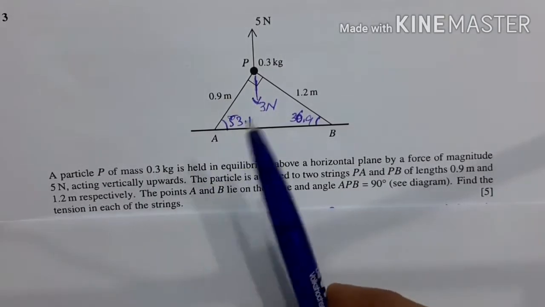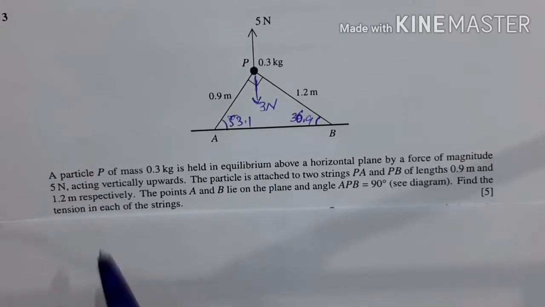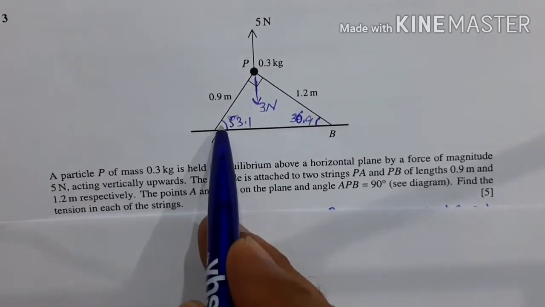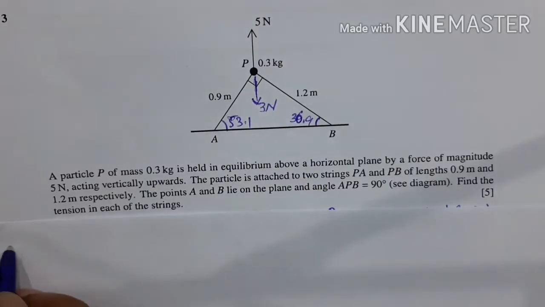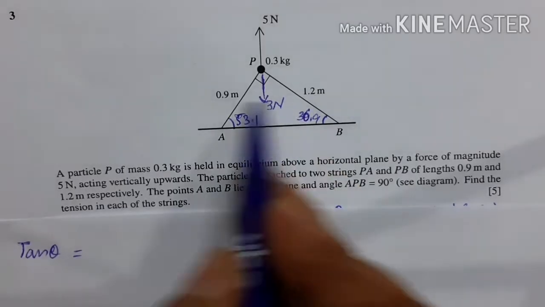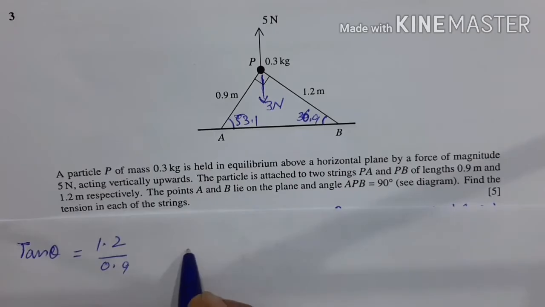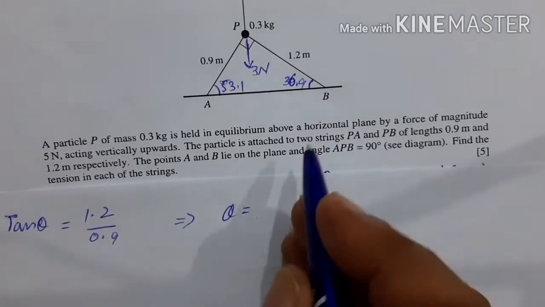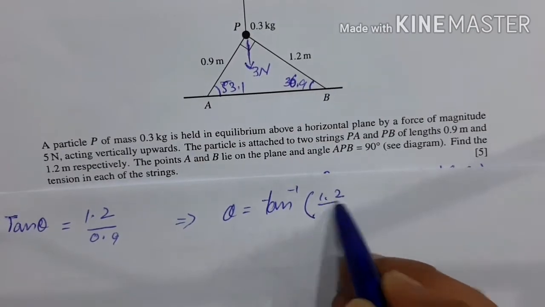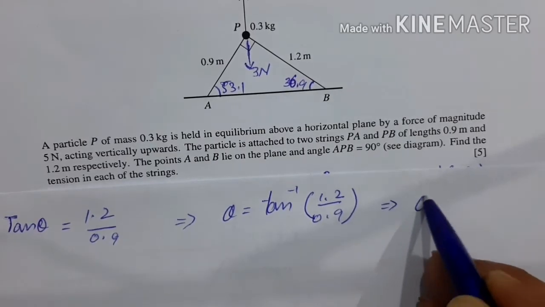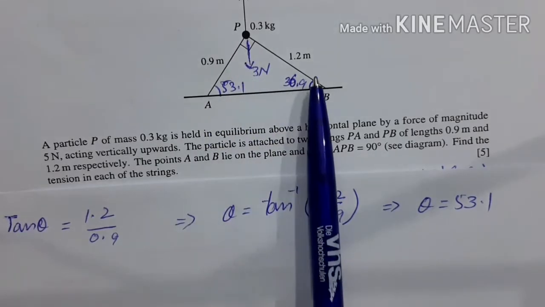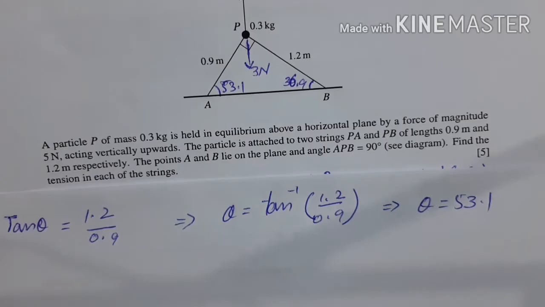Okay, first of all, I need this angle. I have actually already calculated this angle. How I calculated, I will just explain. If you see, this is a right angle triangle. So if this is our required angle, this will be base and this will be perpendicular. So I can use tan theta is equal to perpendicular over base, 1.2 over 0.9. So this will give me theta is equal to tan inverse 1.2 over 0.9, or theta is equal to 53.1. This will be this theta. So this angle will be 90 minus 53, which is 36.9. So I got these angles.